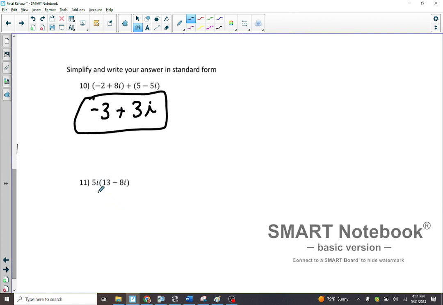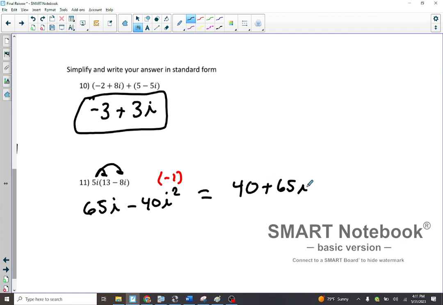This one is going to be, you distribute the 5i. So it's going to be 65i minus 40i squared. But reminder, what is i squared again? It is negative 1. So I could change that i squared to a negative 1. So that's going to be positive 40. So the answer in the multiple choice will look like this. 40 plus 65i. i cubed would be negative i. i to the fourth would be just positive 1. Because it would be negative 1 times negative 1.